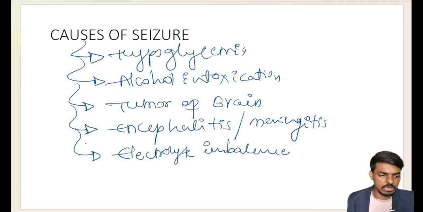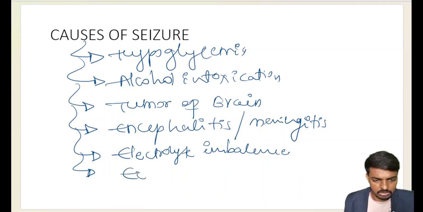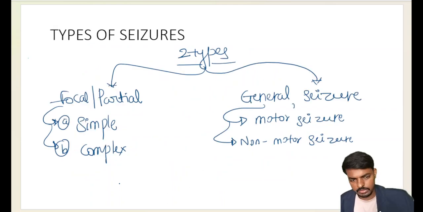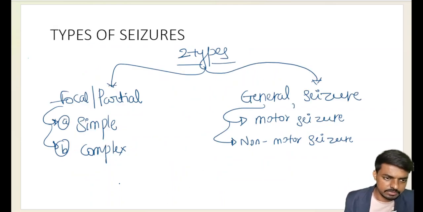There are many causes, and in pregnancy, hypertension with seizure we call eclampsia. So these are the many causes of the occurrence of seizure. Okay, so let me go for the classification of seizure and the types of seizure.